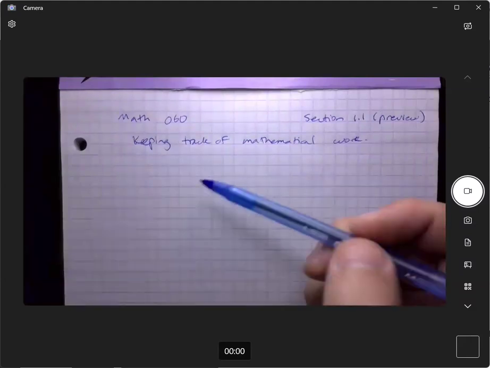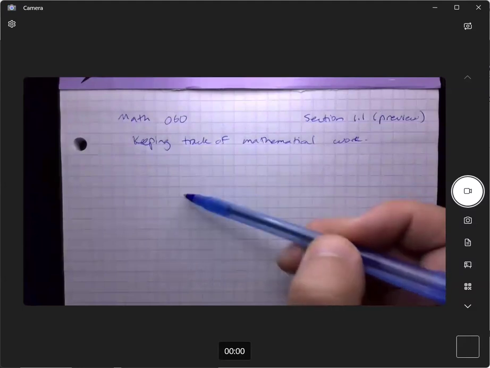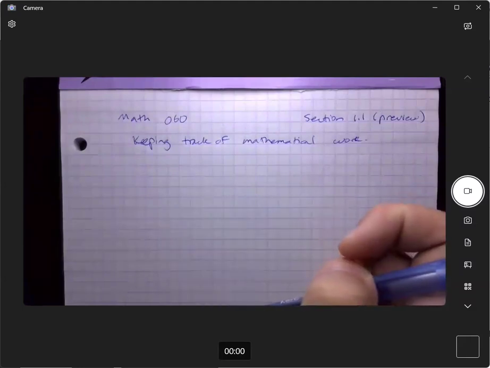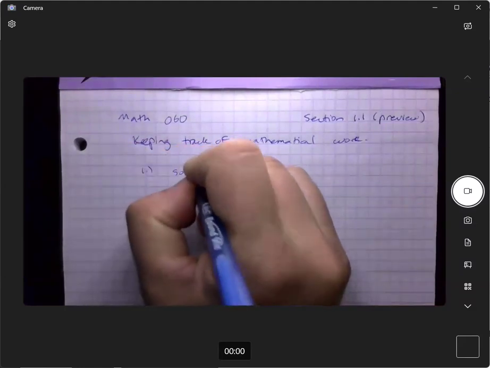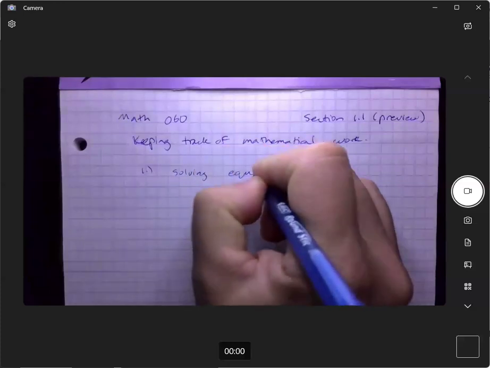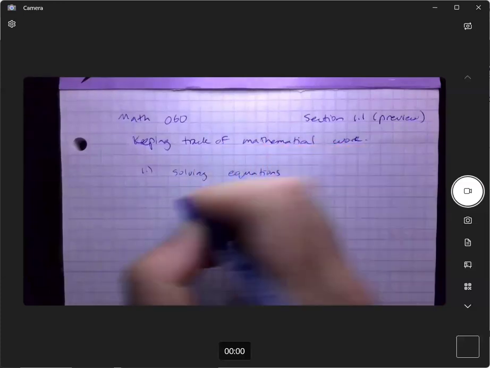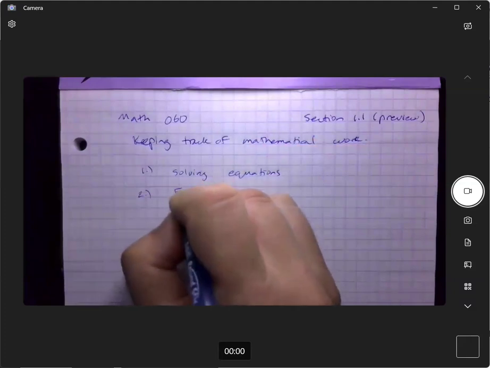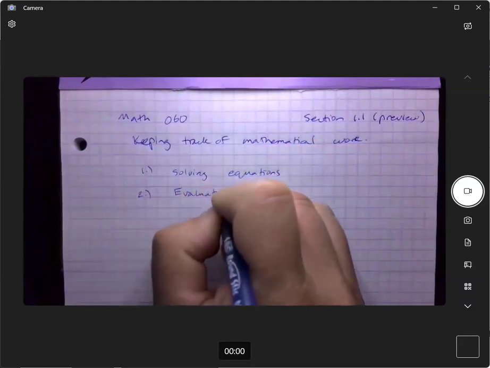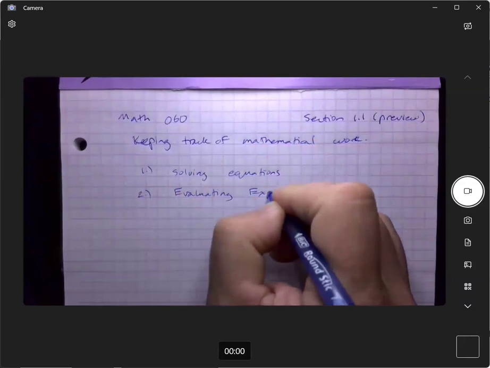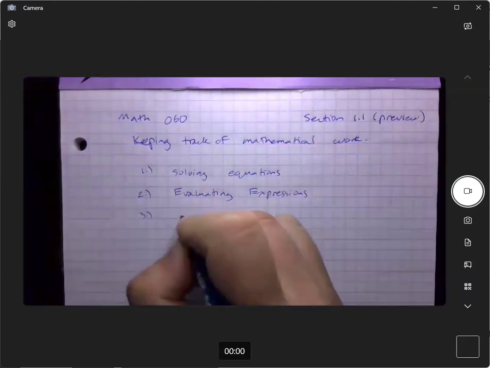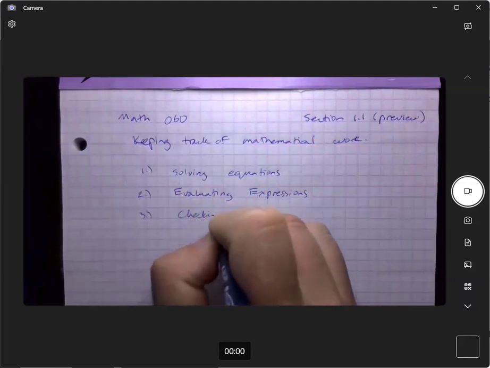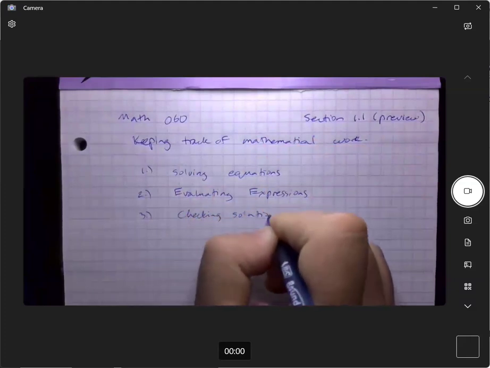So there are basically three types of mathematical work that we'll be doing on paper that just involve equations. And those are solving equations, evaluating expressions, and checking solutions.